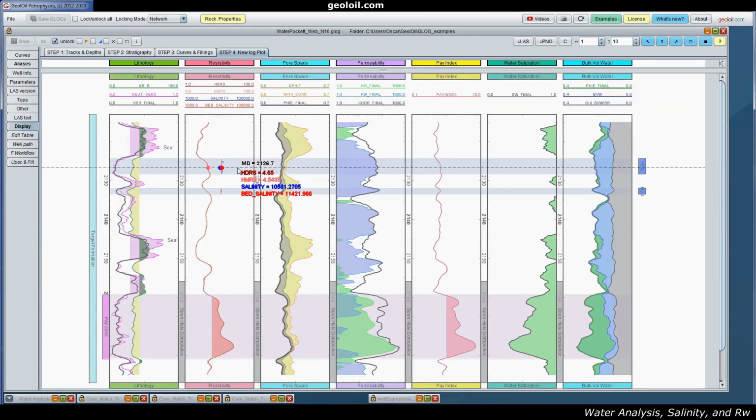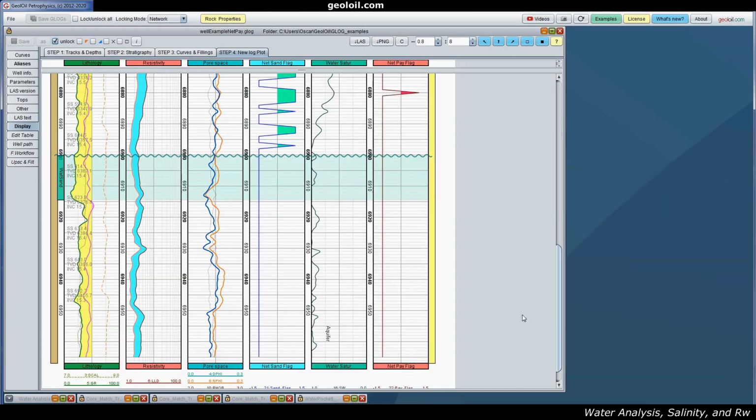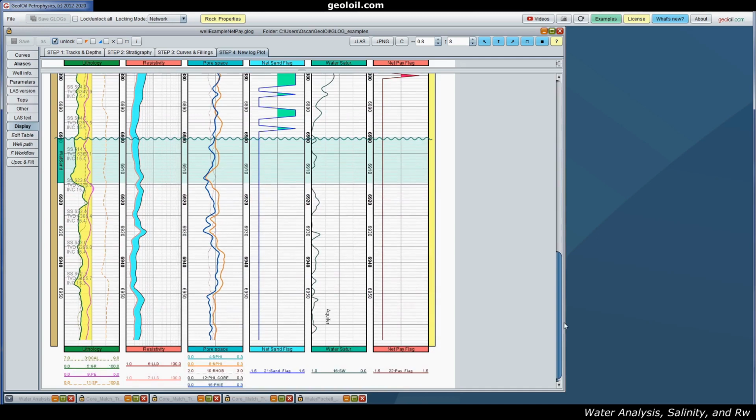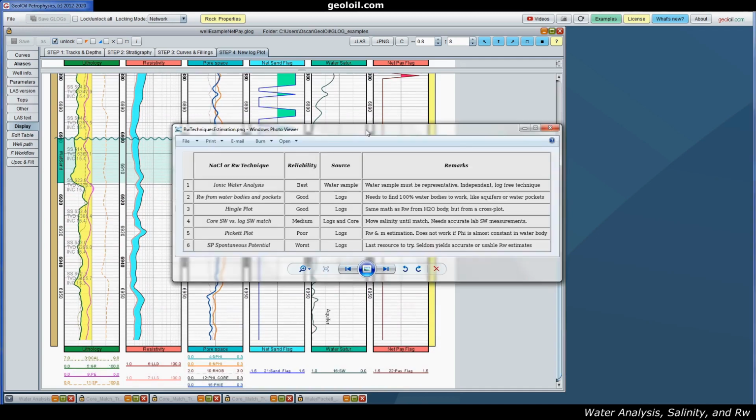So we have here in this particular case, your best salinity is 11,000. You see the red string there. Best salinity is 11,000. And the salinity curve is close to 11,000. This is another well for which we have an aquifer as a water body, so you can apply the same techniques for that. This is all for today.